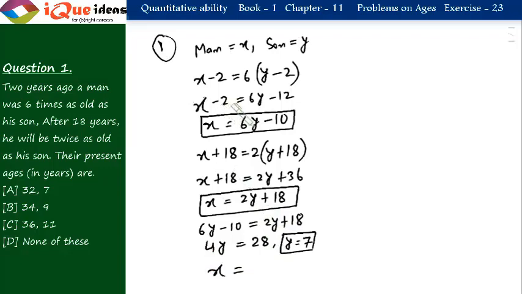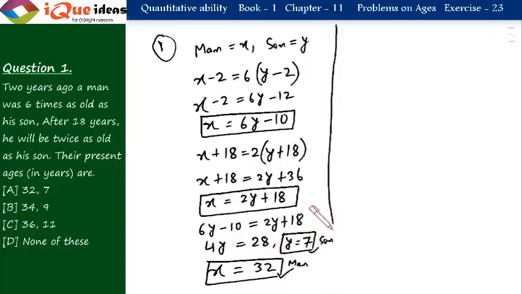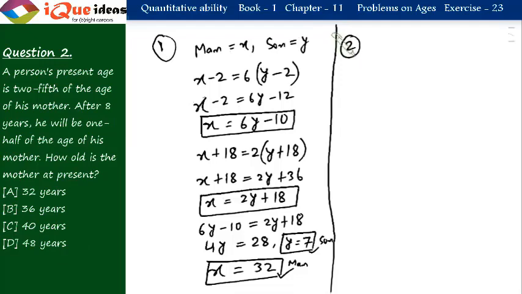You put y equal to 7 in any one of the equations and you get x. Let's say in the first equation, 6 into 7, 42, minus 10, 32. That means the man's age is 32 years and the son's age is 7 years. So this is the man's age and this is the son's age. All right, you can check that one of the options has those values.